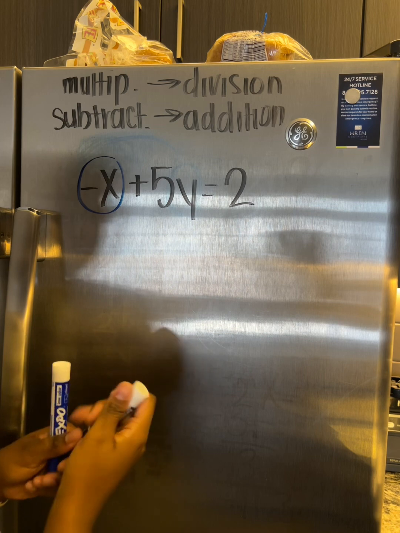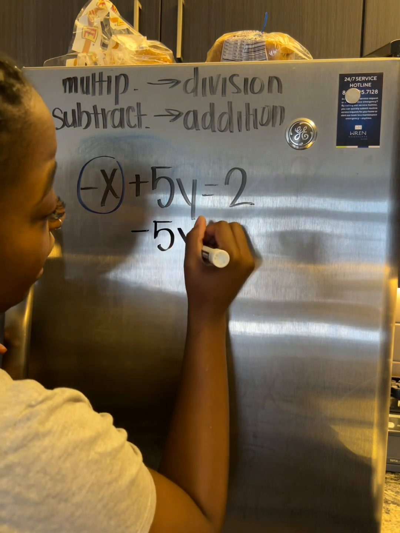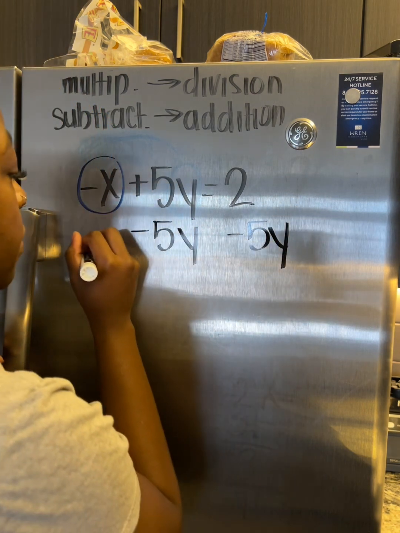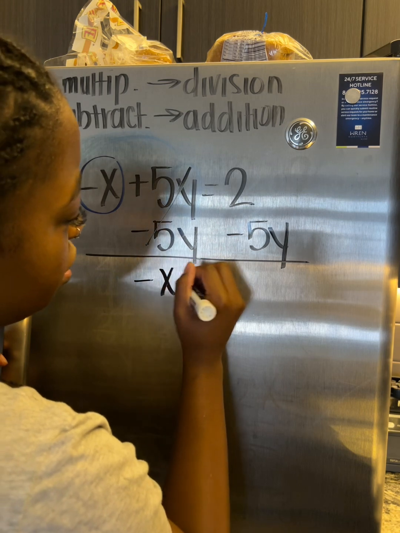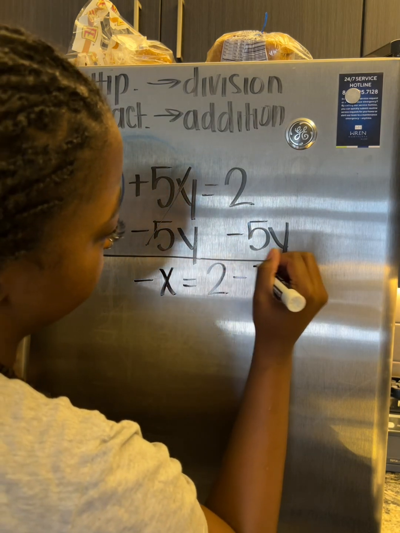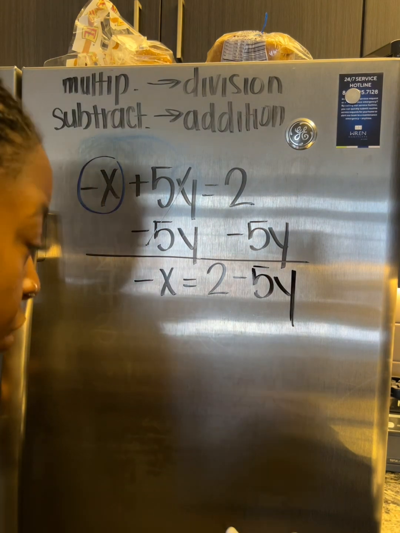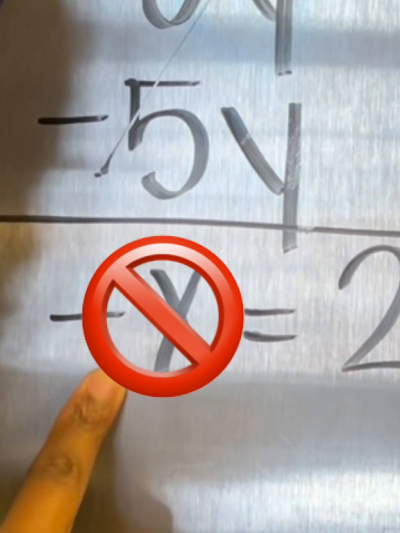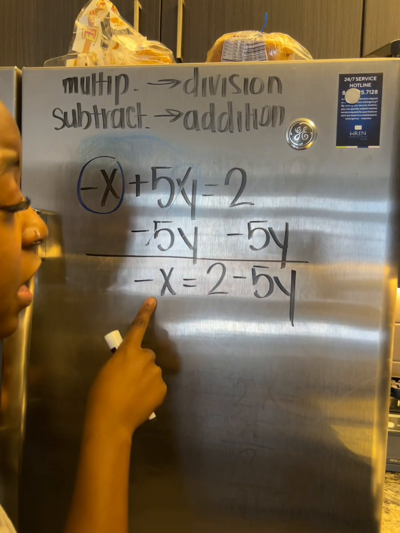So I need to subtract this 5y to get it to the other side. And 5y doesn't have a common term or a like term. So negative x equals 2 minus 5y. Okay? Now, you can never have a negative variable. This is specifically why I did this. You can't have a negative variable.